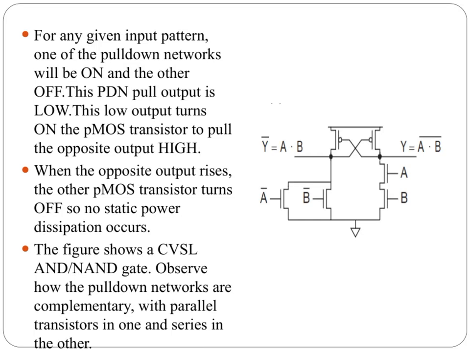Here, we see how, for any given input pattern, one of the pull-down networks will be on while the other is off. This creates a low output at the pull-down node, which then activates the PMOS transistor to pull the opposite output high. As this output rises, the other PMOS transistor switches off, ensuring that no static power dissipation occurs. The figure illustrates a CVSL AND/NAND gate, clearly showing the complementary nature of the pull-down networks. One has parallel transistors, while the other has them in series. This complementary operation is key to the circuit's efficiency and functionality.